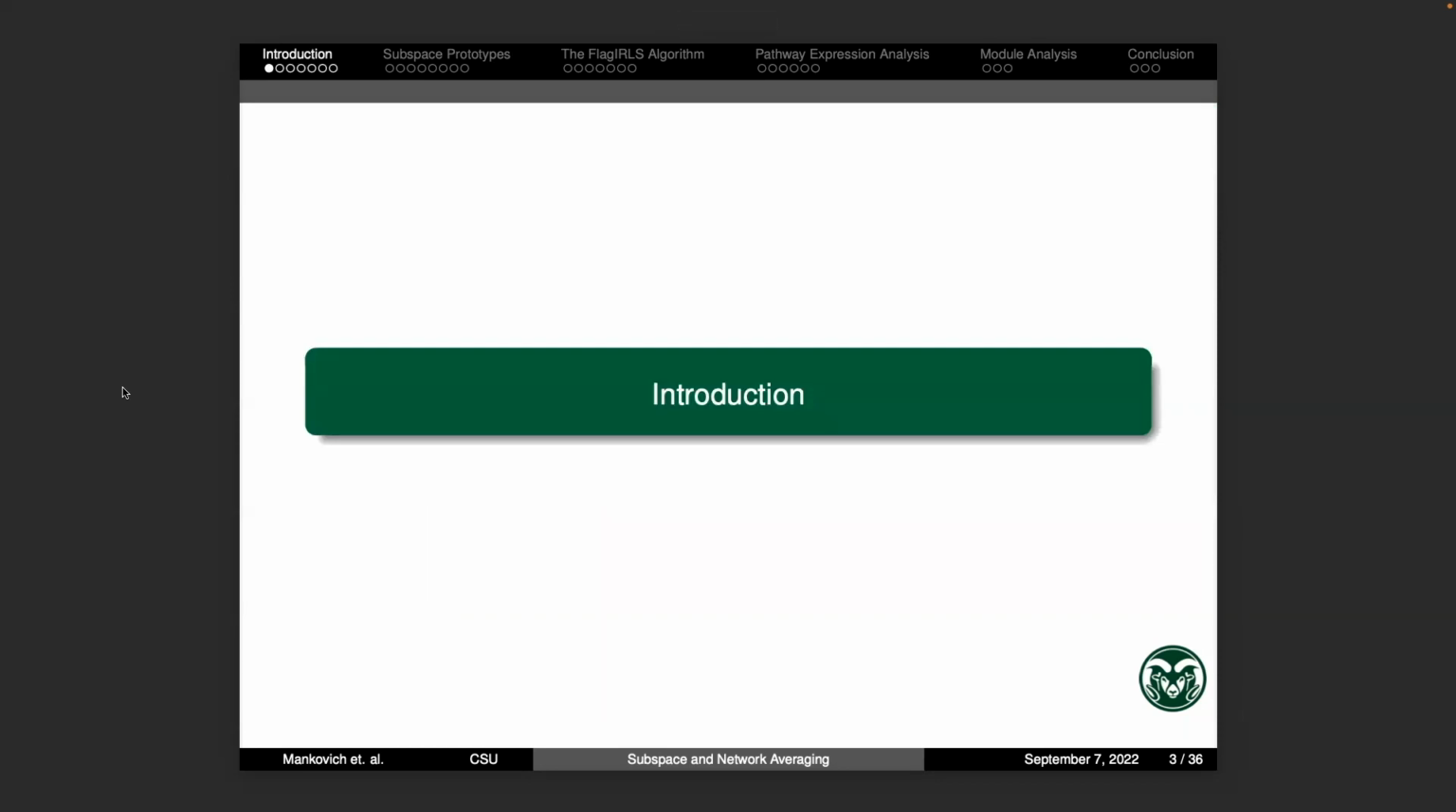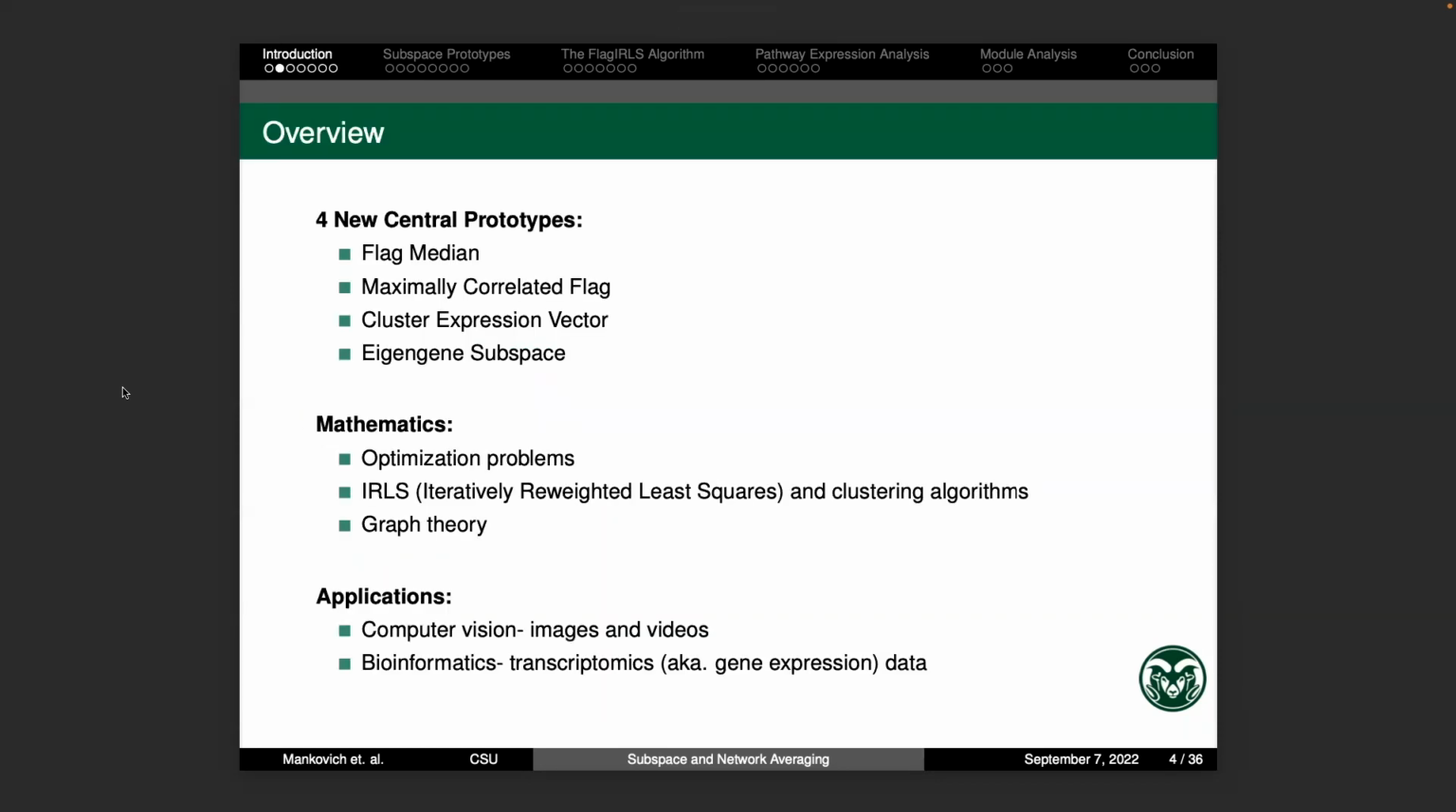Okay, so to introduce, just to overview one more time, we're talking about four new, in quotes, central prototypes or averages. The flag median and maximally correlated flag are going to be averages of subspaces, whatever that means. Then we're going to talk about the cluster expression vector and the eigengene subspace. The cluster expression vector is going to leverage graph theory. The eigengene subspace is another subspace prototype.